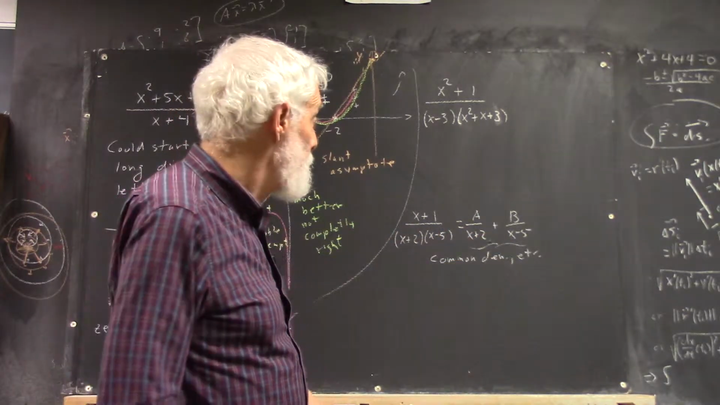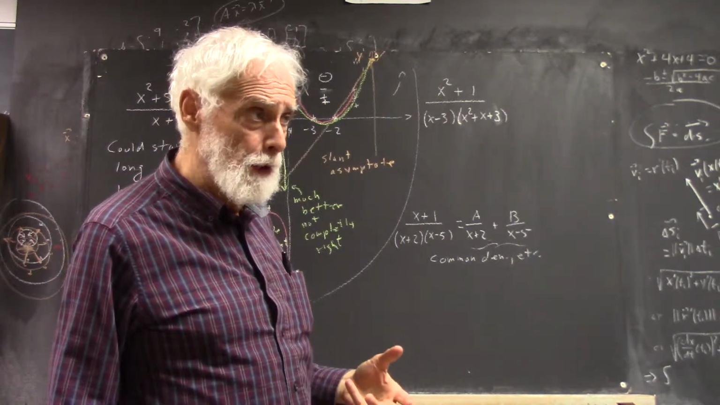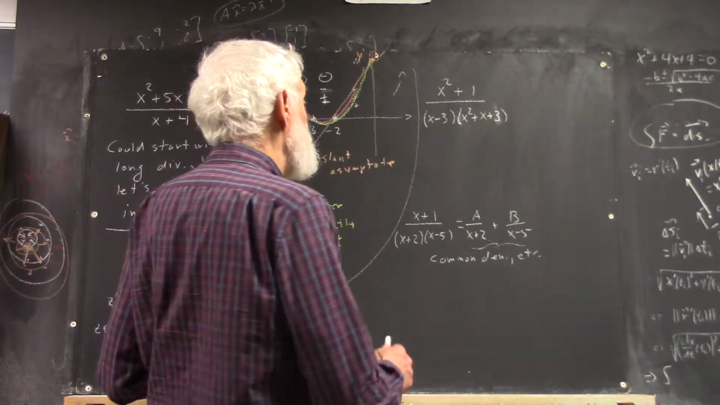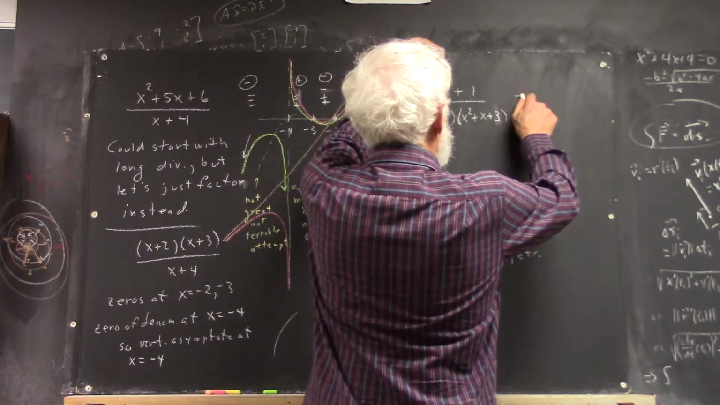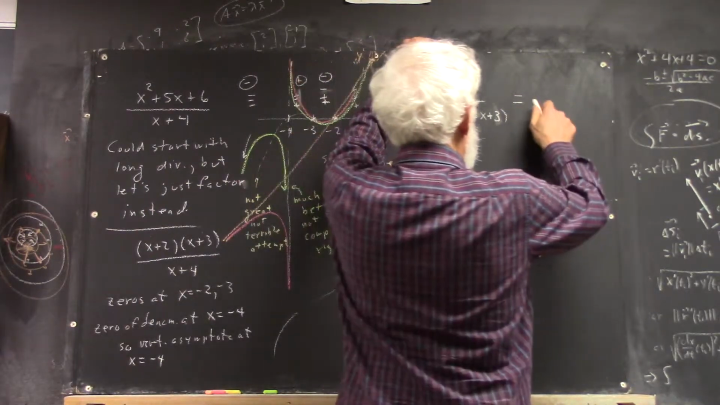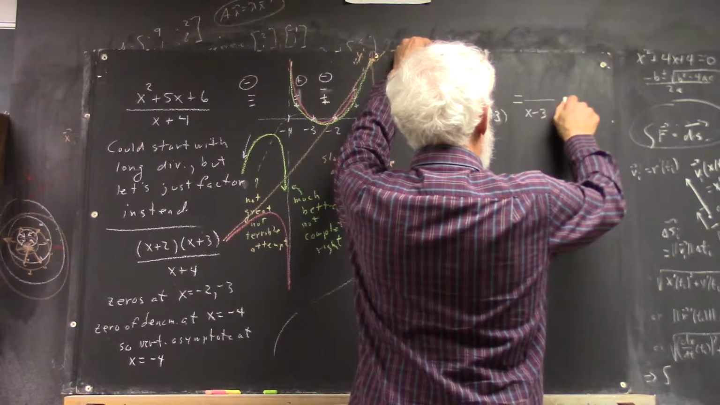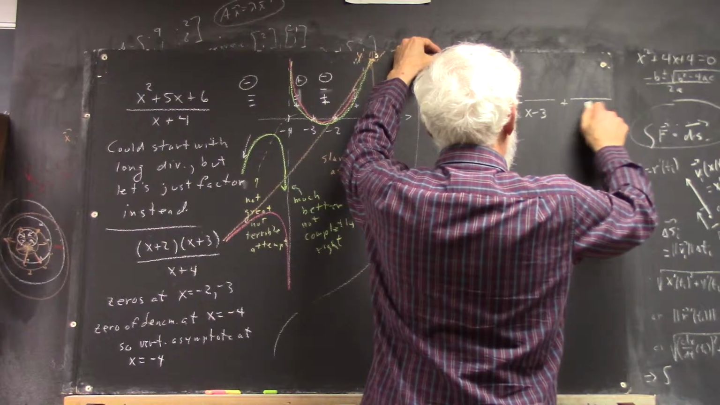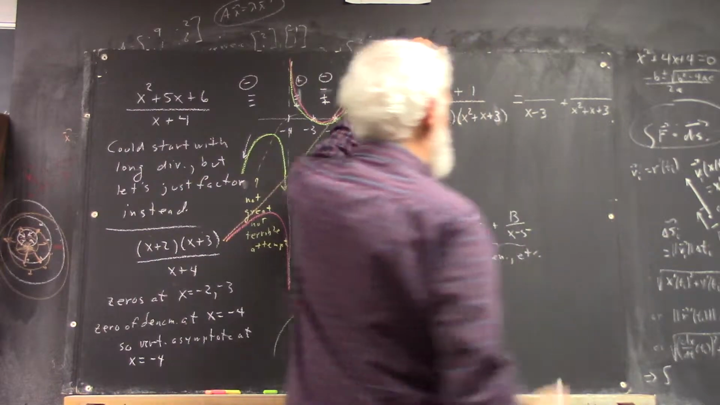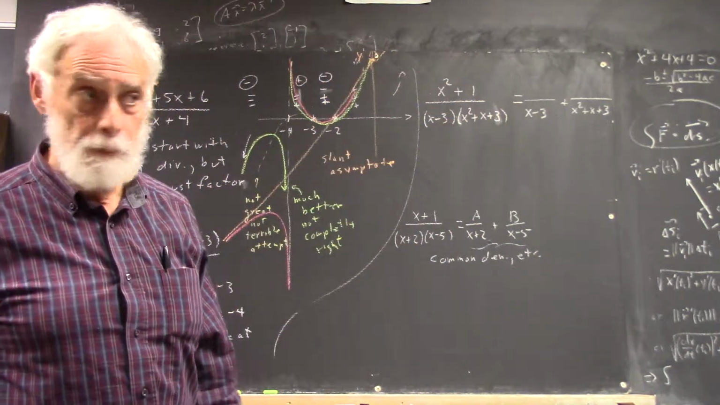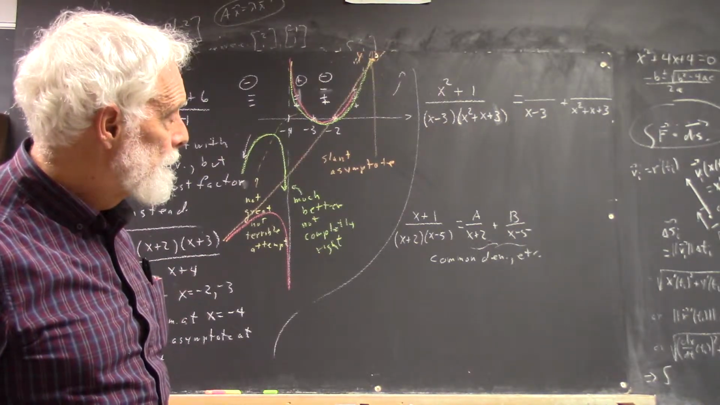Okay? Up here, it's going to be a little more involved. You're going to get more than 2 equations. So we're going to say, okay, well here, let's see. We're going to have something over x minus 3 plus something else over x squared plus x plus 3. Okay? And what we're going to do is, we'll see why in a minute.